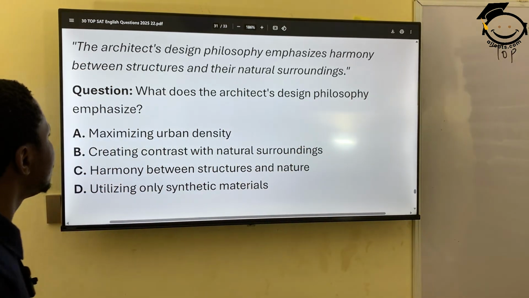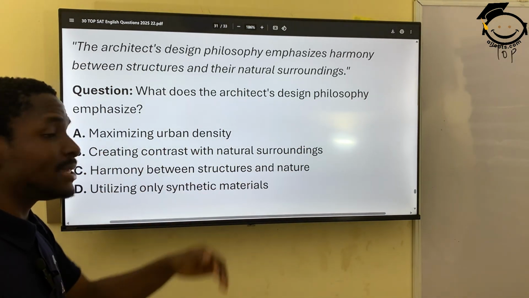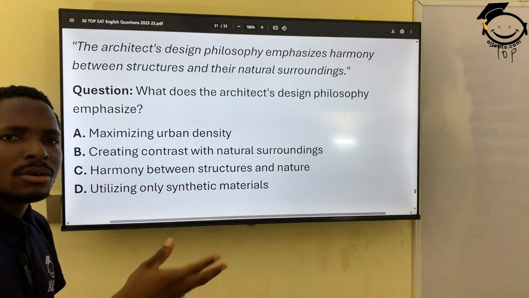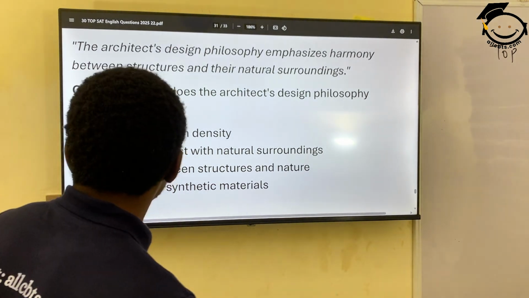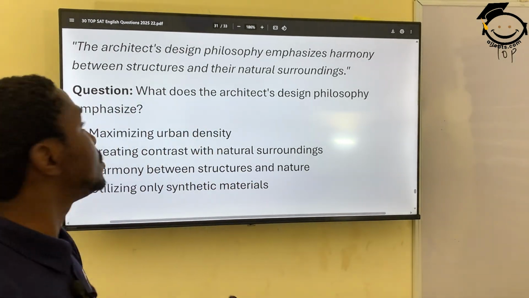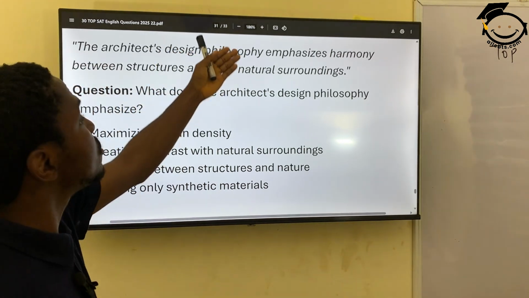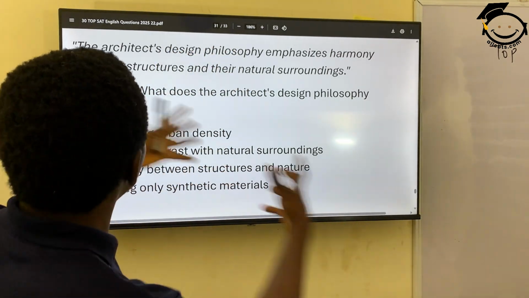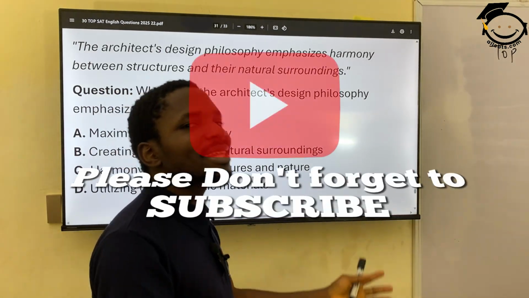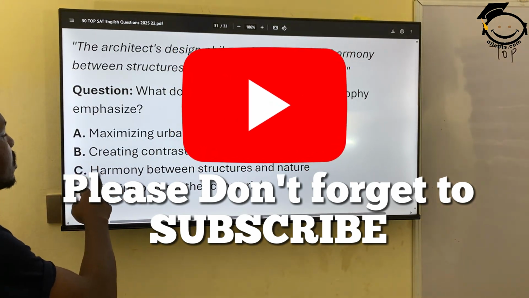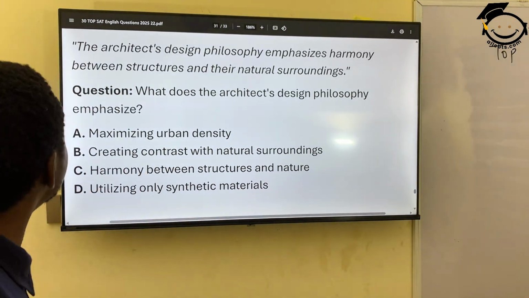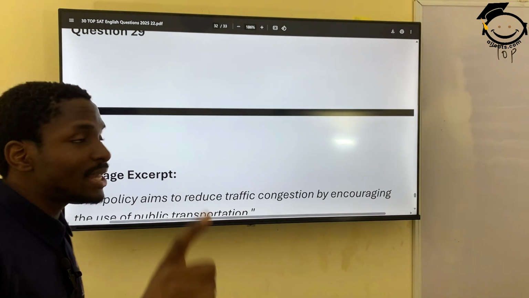Design philosophy emphasizes A. Maximizing urban density. B. Creating contrast with natural surroundings. What's the meaning of contrast? Opposites, okay, differences. C. Harmony between structure and nature. Harmony, that's bringing together, as you can see. The architect's design philosophy, his idea was to harmonize structure and their natural surroundings. Make a structure look like it was created to be there, right? So the answer will be he sought to harmonize structures and nature. Good. And then 29.